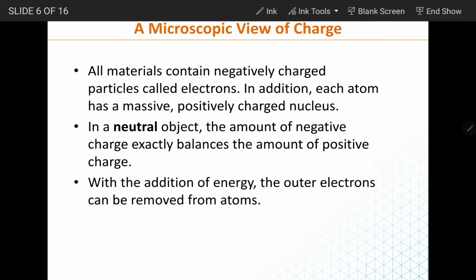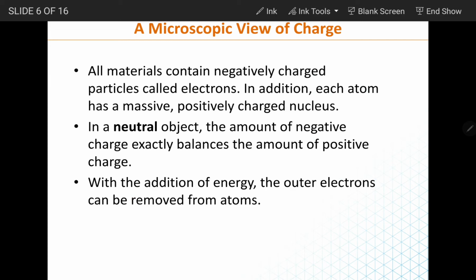In a neutral object, the amount of negative charge exactly balances the amount of positive charge. That means we have objects that are neutral. What's the meaning of a neutral object? The definition is: a neutral object is one in which the amount of negative charge exactly balances the amount of positive charge. That means the electrons exactly balance the protons, which are positive charge.